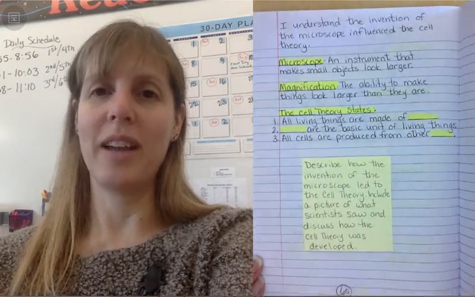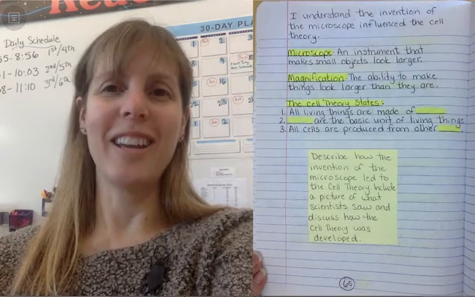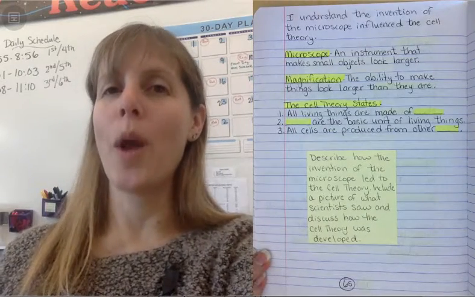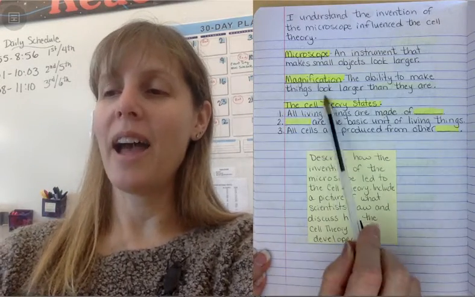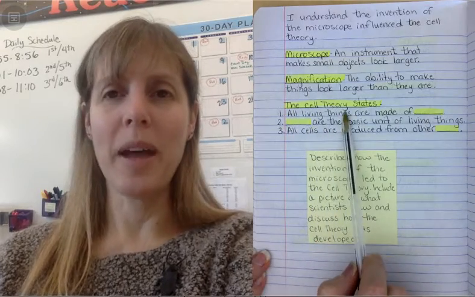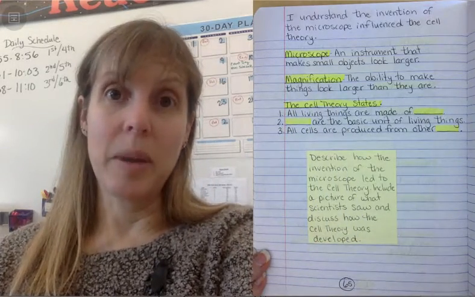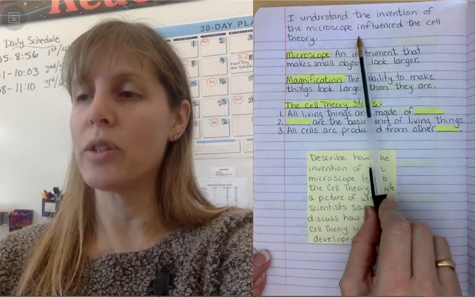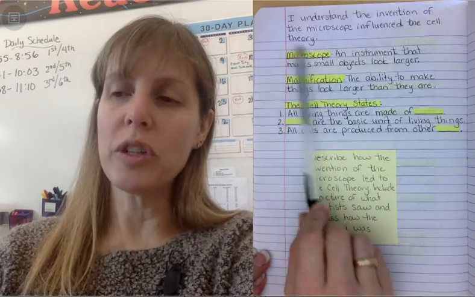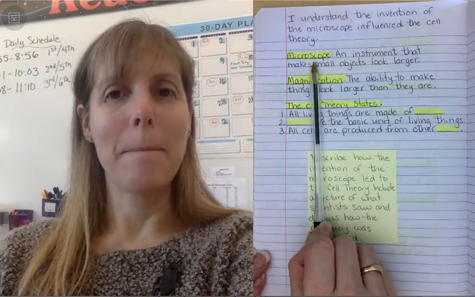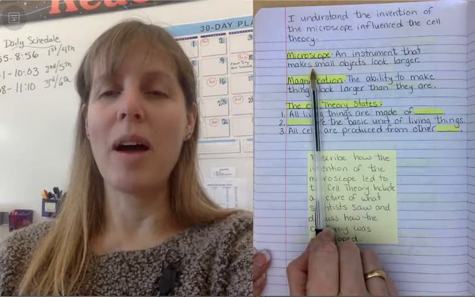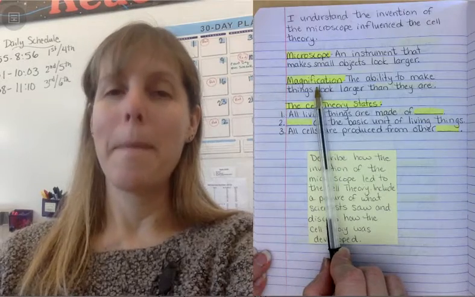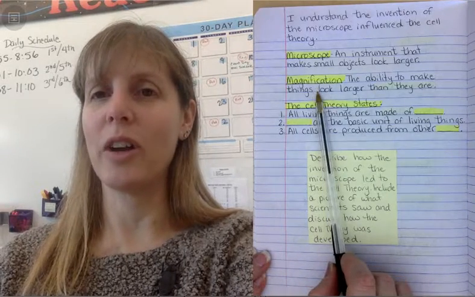I know you're super excited about this, but we're going to start looking into magnification because living things also have one more characteristic. They have to have cells, okay? So we discovered cells, but not right away because we can't see small things. Our learning target is, I understand the invention of the microscope influenced the cell theory. Our first term is microscope. Say it with me. Microscope. It's an instrument that makes small objects look larger. Magnification. Say it with me. Magnification. It's the ability to make things look larger than they are.